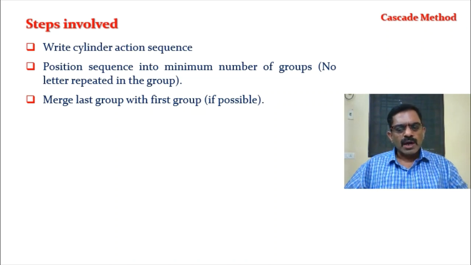You have to simplify your group. In your group, more importantly, a label should not be repeated anywhere. Suppose you use A cylinder, in that group A should not be repeated once again. So that is the constraint. Please remember, you have to group it properly.